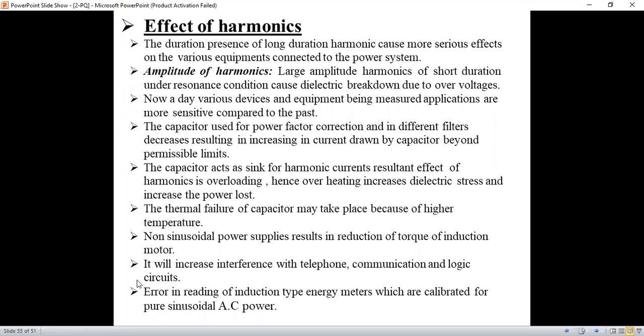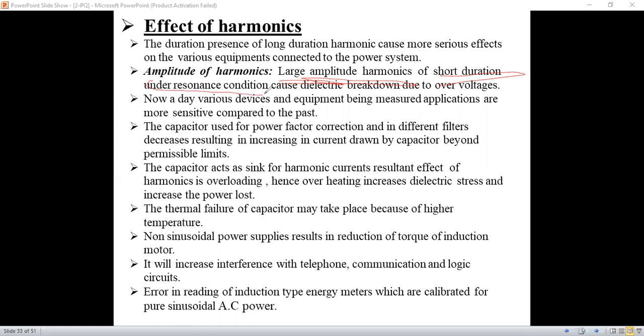High duration, high amplitude harmonics will create overvoltage. Because of the overvoltage, dielectric breakdown will occur. That is the only case we have considered here. Next, large amplitude harmonics but short duration. The amplitude is very high, the duration is short, under resonance condition.